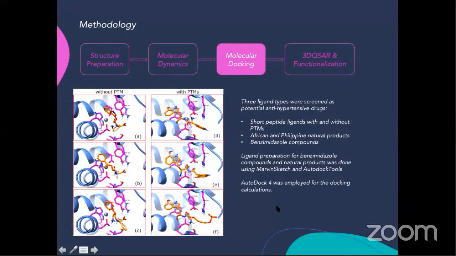So for next method naman po, we performed ensemble molecular docking of 3 different ligand types. So we have short peptide ligands with and without PTMs. PTMs are post-translational modifications of different amino acids. And then African and Philippine natural products, and also synthetic benzimidazole compounds. So yung benzimidazole compounds po are compounds po synthesized by our collaborator po in MSc.